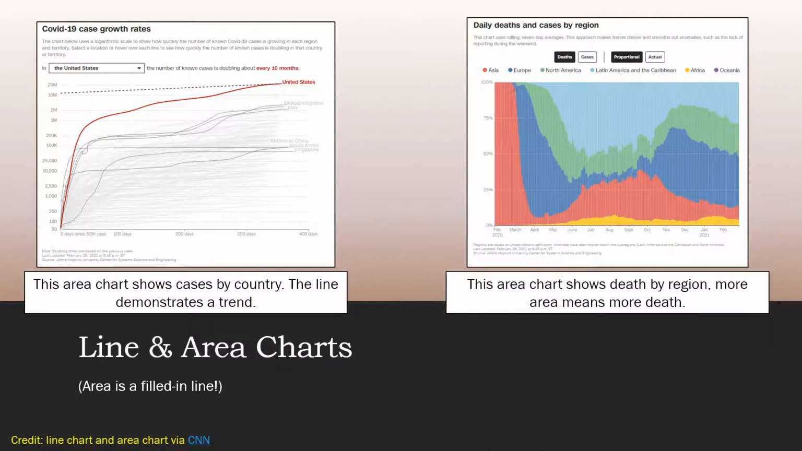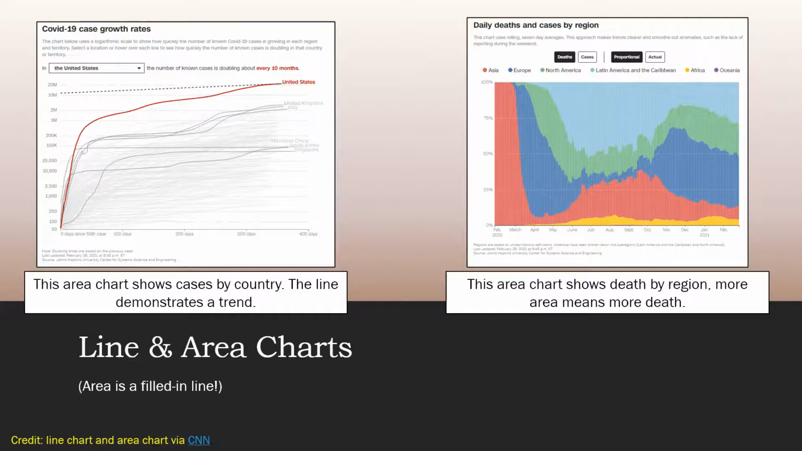We have line and area charts. This might be the most common type of chart, after a bar or a column chart. I was surprised it wasn't the second chart listed on the page. On the left, we have a line chart, COVID case growth rates, and on the right, we have daily deaths and cases by region. The left is showing a trend, so we see a trend going up, and on the right, the area itself represents a total number of deaths.